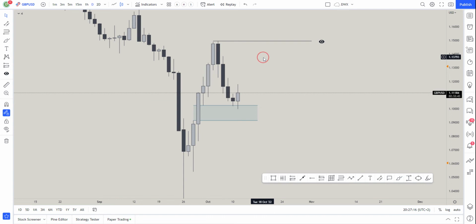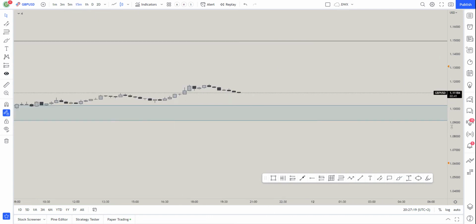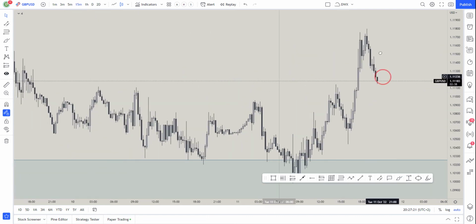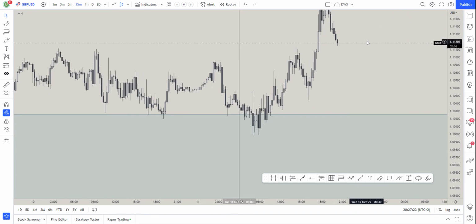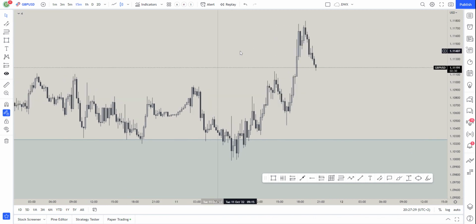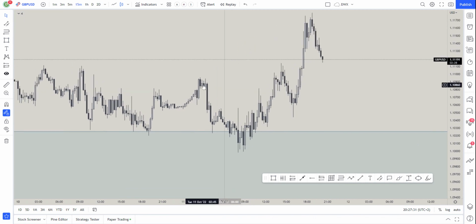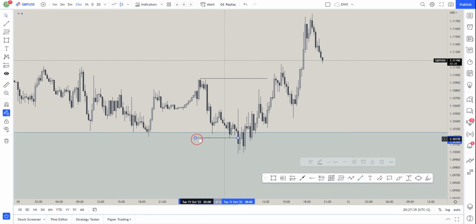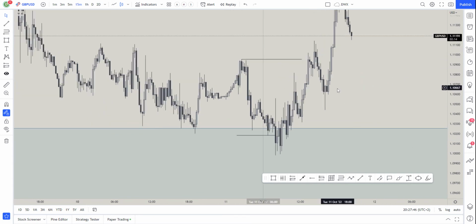So let's have a look at the 15 minutes. In essence, this is what happened today, all of this, everything right off the line. We had the Asian session create a high over here, and we created a low as well. So there was our Asian session, and we see the price traded below it and then traded towards the upside. Now let's have a look at a little bit of the details.